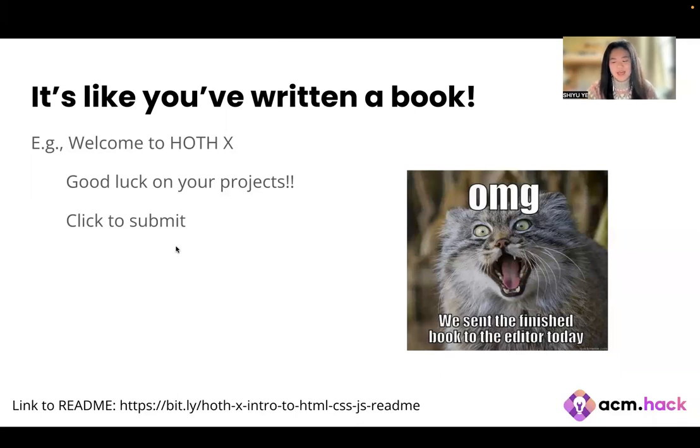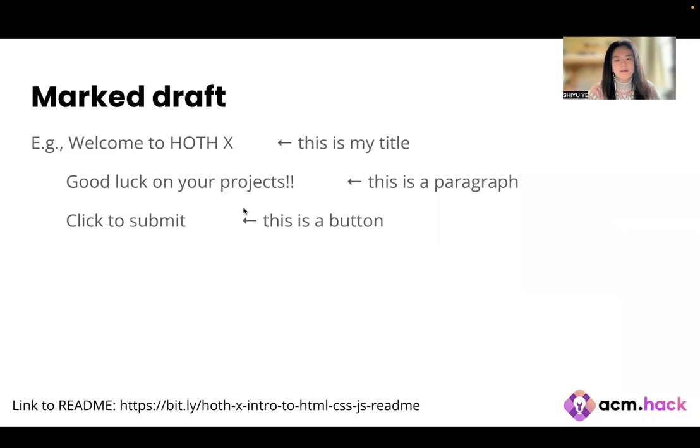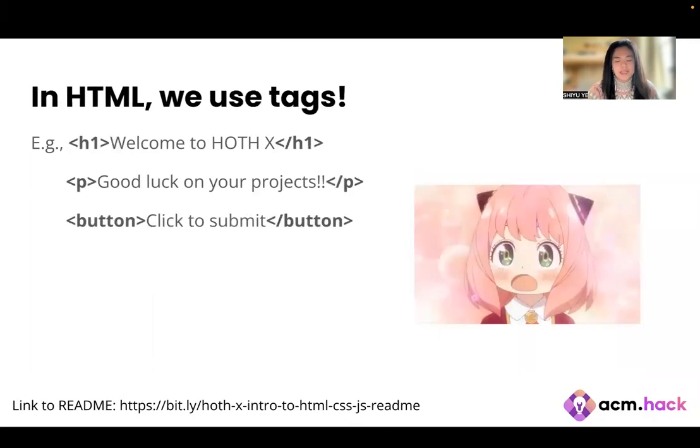However, your editor knows nothing about all this. So before you send your draft to your editor to print it out, you might need to make some remarks. Probably something like this: this is my title, this is a paragraph, and this is a button. That is the same thing for HTML. You have to let the computer know the specific type that you want your content to be by using tags. So this angle bracket, H1, angle bracket over here is basically the equivalent of saying, hey computer, this is our title. And this angle bracket, P, angle bracket over here is basically saying, hey computer, this is a paragraph. That is how we use tags in HTML to mark the content of our website.